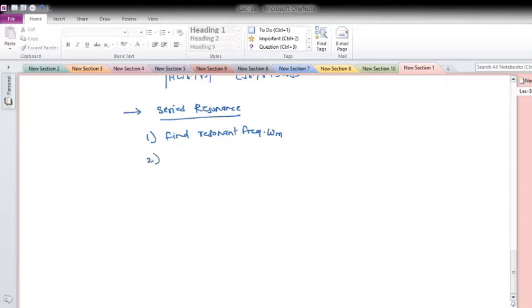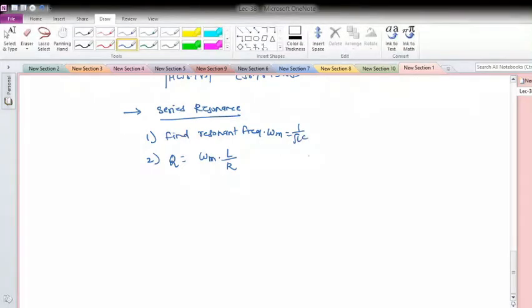Then you find out the figure of merit, which is Q equal to omega m into L by R, and generally here omega m will be 1 over root LC. Then find out Q equal to omega m into L by R, which is the resonant frequency into the time constant L by R.